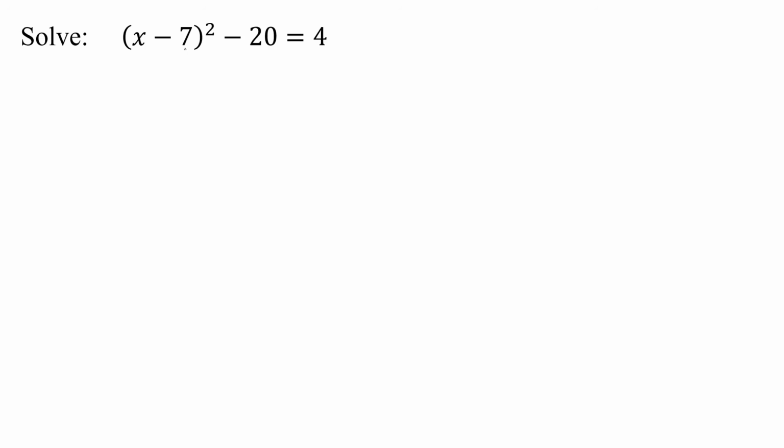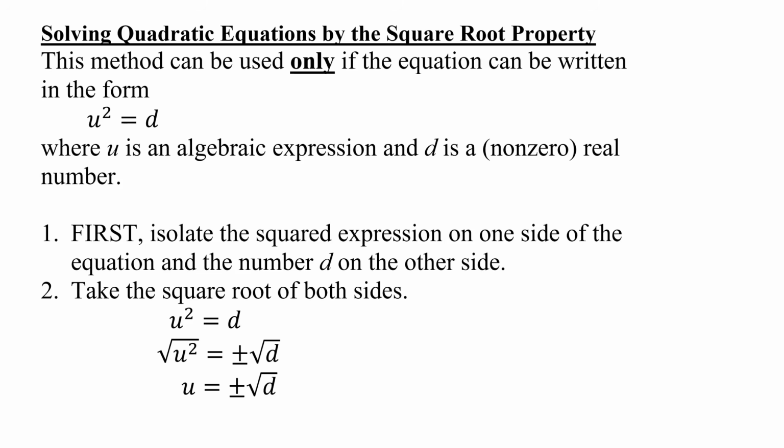But in order to do that, I would have to expand my x minus 7 all squared, and then I'd have to get it in standard form with 0 on the other side before I could even start to factor or use the quadratic formula. But we can solve this problem by a much shorter method using the square root property. Because if you notice, I have a squared term and just numbers. And in those cases, the square root property allows us to solve this problem quickly.